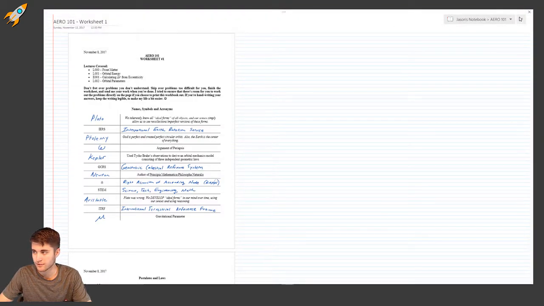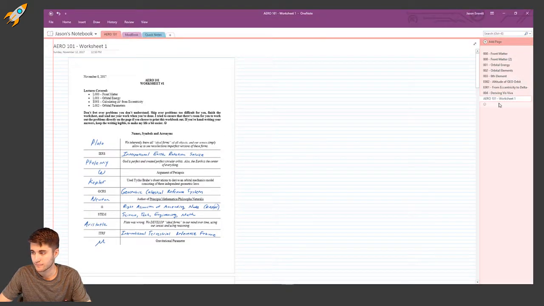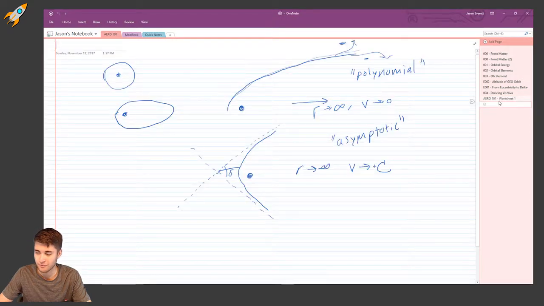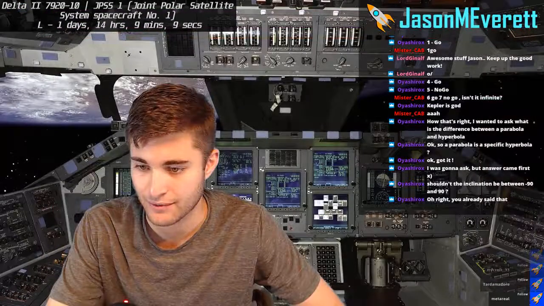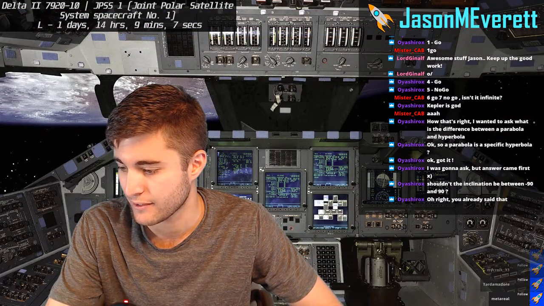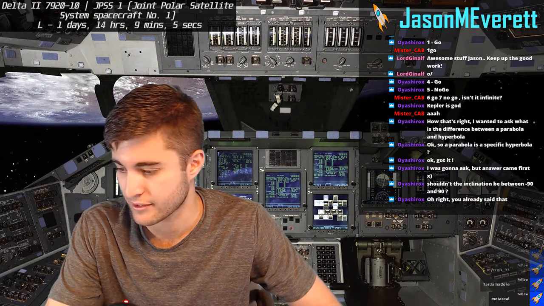Let me make sure that this is saved. Okay, AERO worksheet. I don't know why it saved this as a smiley face. That's kind of strange. Anyway, guys, that is I think the end of what I wanted to do for today. So give me one quick second here. I'm going to make some modifications.